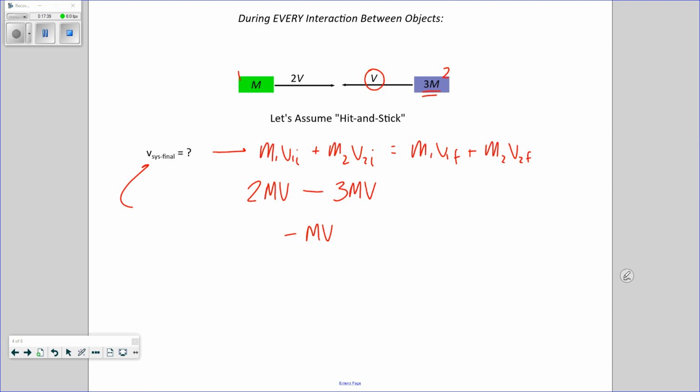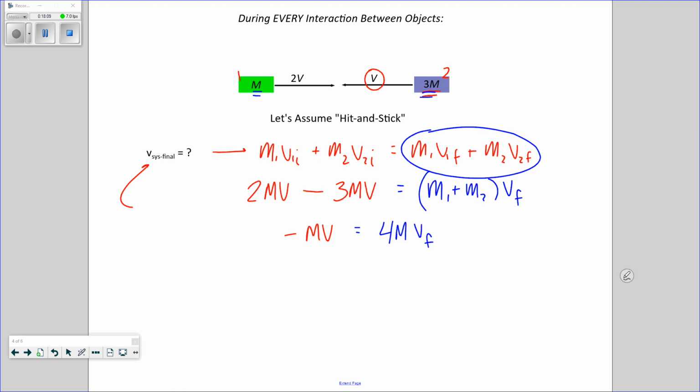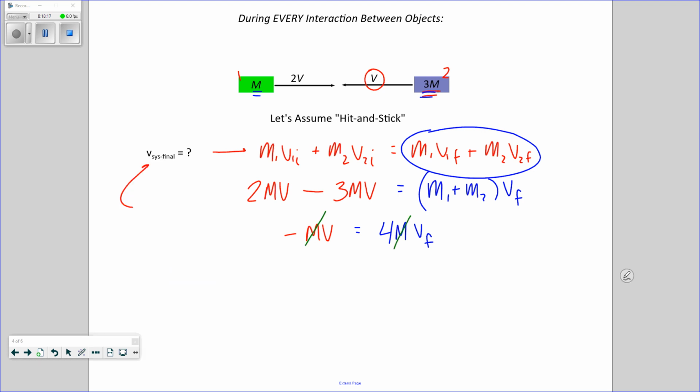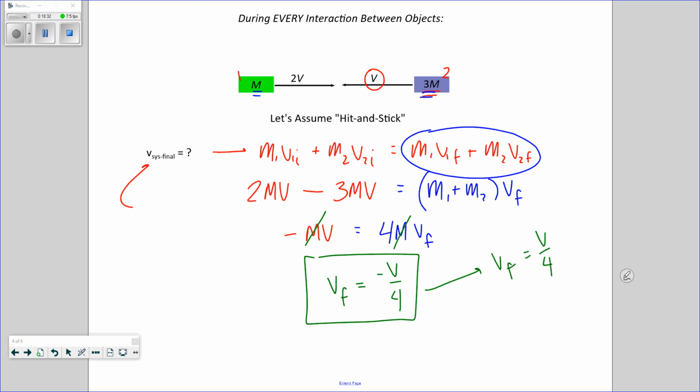Now, when we say hit and stick, remember what that allows us to do is say we are defining the fact that these two things stick together as a single object and move with a final speed. So I can say, what's M1 plus M2? M1 plus M2 is 4M, times V final. And look what doesn't matter: what the masses are, because this factor of M goes away. And what we get is that V final is negative V over 4. Or, translating into words, V final is V over 4 to the left.